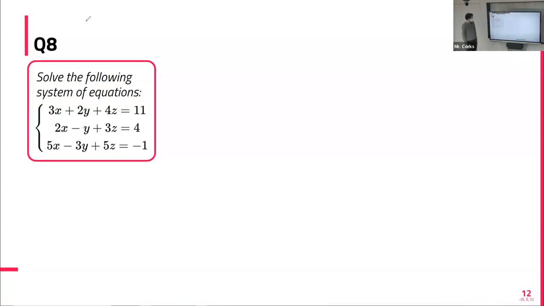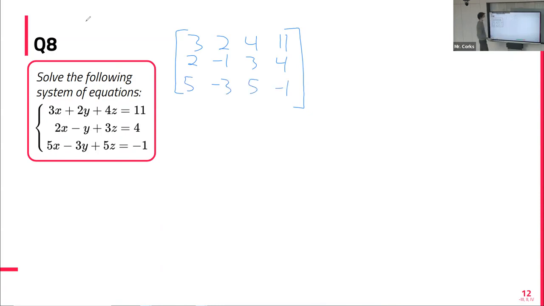So this thing, as a matrix, let's just talk through this together. Let's do it here. So as a matrix, what would our first row be? 3, 2, 4, 11. 2, negative 1, 3, 4. And 3, 5, negative 3, 5. Negative 1. Okay, and we want, let's write it here. Dot, dot, dot, dot.